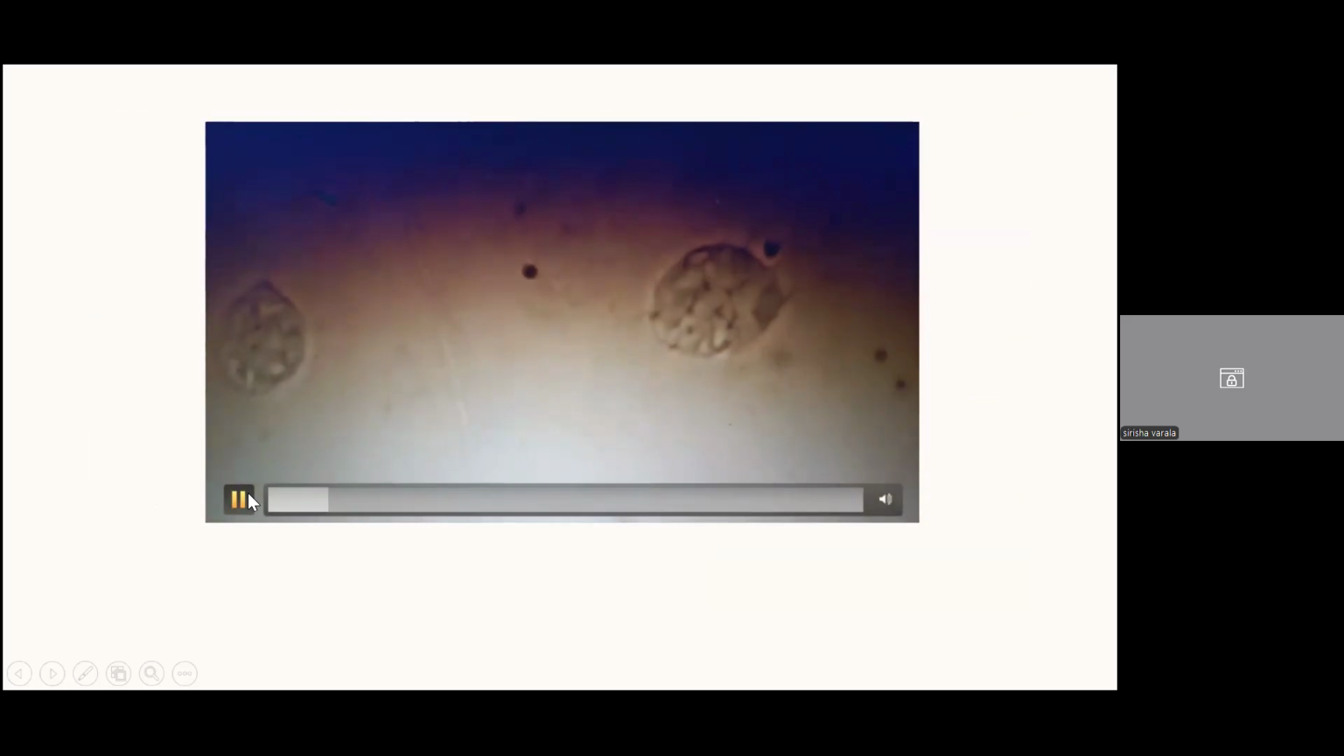So I'll show a video. This is how trichomonas looks if you look at it immediately. Very motile organisms, and very pathognomonic for trichomoniasis if you see organisms like this.